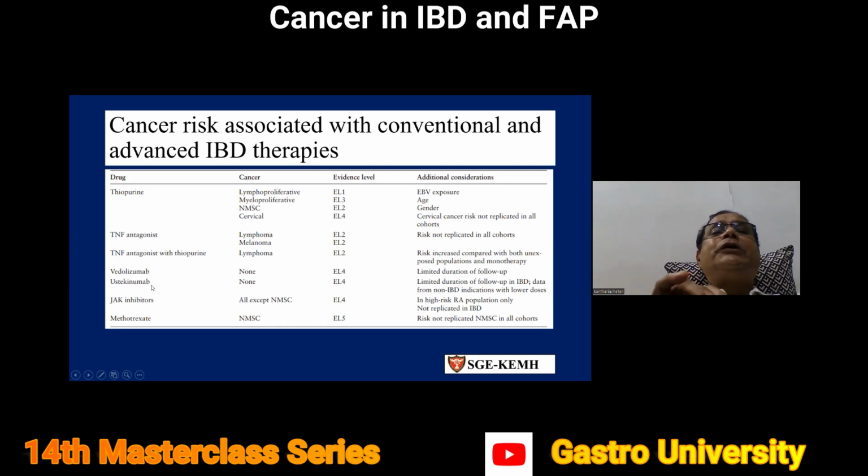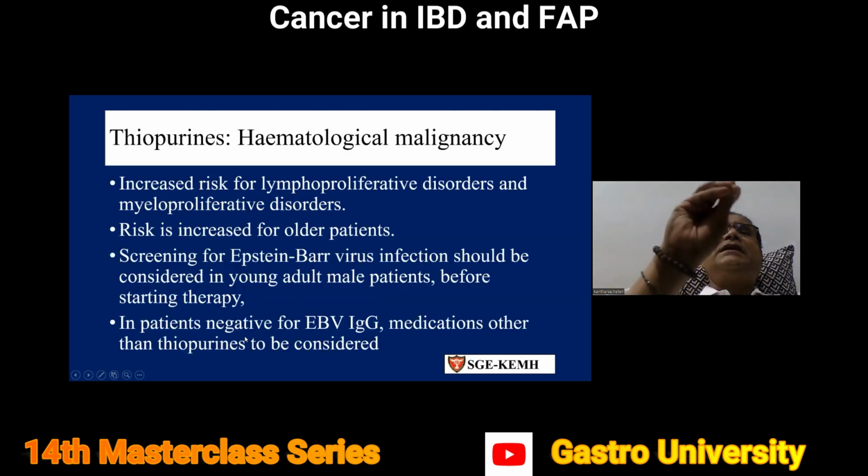With vedolizumab and ustekinumab, fortunately, no malignancies have been detected, and therefore we can make use of these when you detect malignancies in patients with IBD. JAK inhibitors can cause all malignancies but for non-melanomatous skin cancers. And methotrexate is known to give non-melanomatous skin cancers. So let us discuss in brief about important drugs.